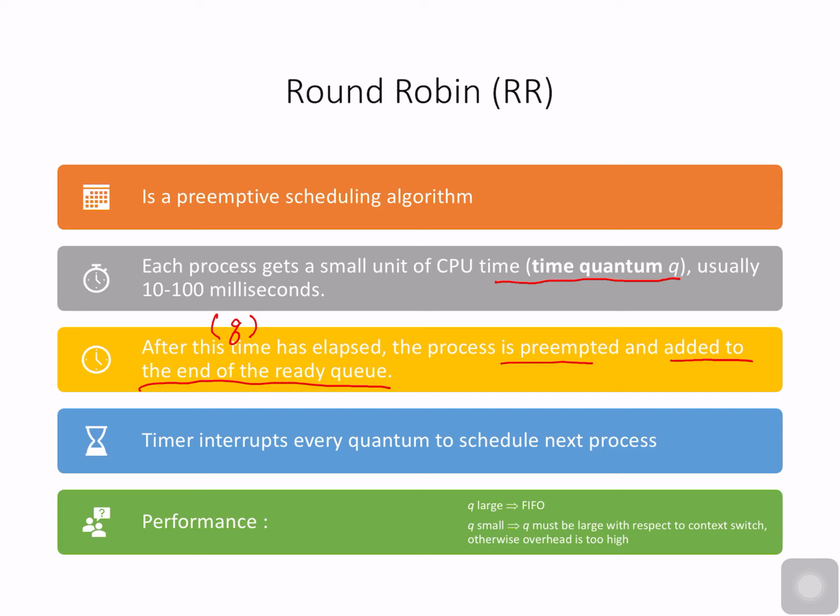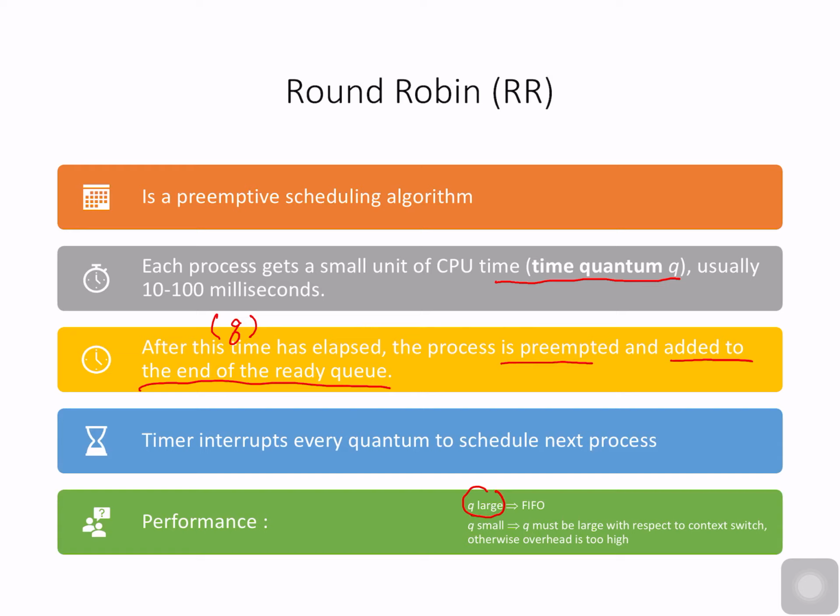Then it will go back into the ready queue. So in this round robin algorithm, a timer will interrupt after every quantum to schedule the next process, meaning that after each quantum, there will be an interrupt. In terms of performance, a very large time quantum will lead to first come first serve. It will be similar to the first come first serve algorithm, or the first in first out algorithm.